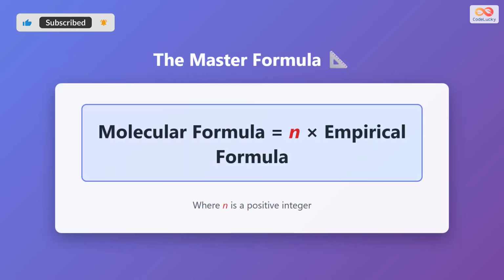Here's the master formula that connects everything together. The molecular formula equals n times the empirical formula, where n is a positive integer. This means if you know the empirical formula and you can find the value of n, you can determine the molecular formula by simply multiplying each subscript in the empirical formula by n. The challenge is finding that value of n, which brings us to our next step.